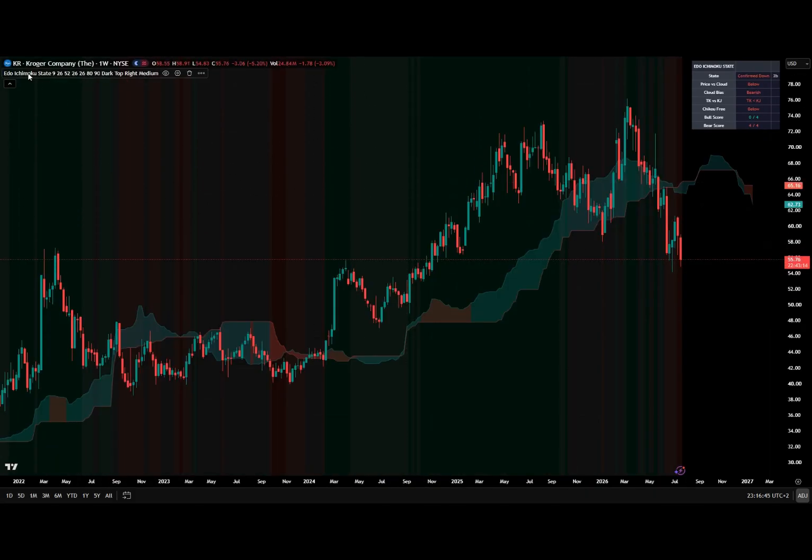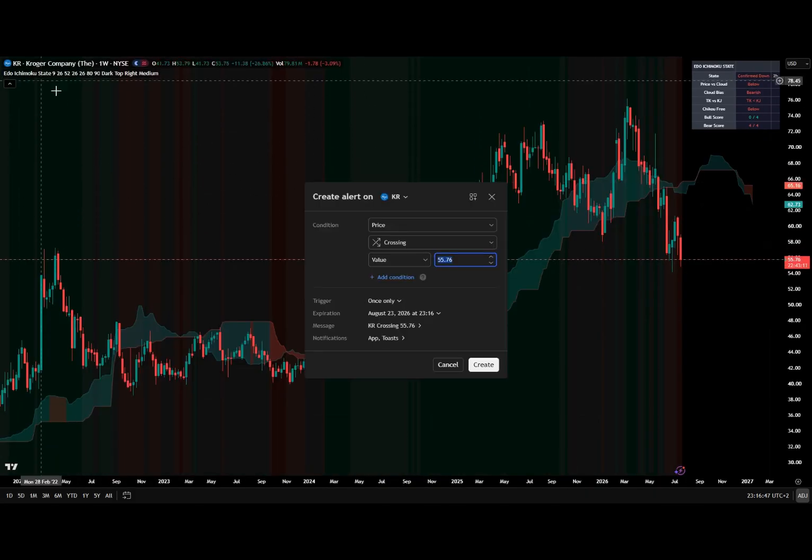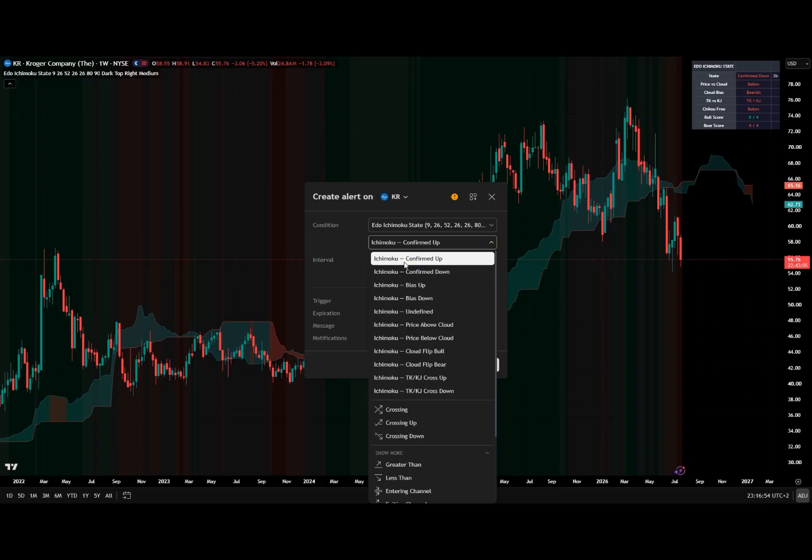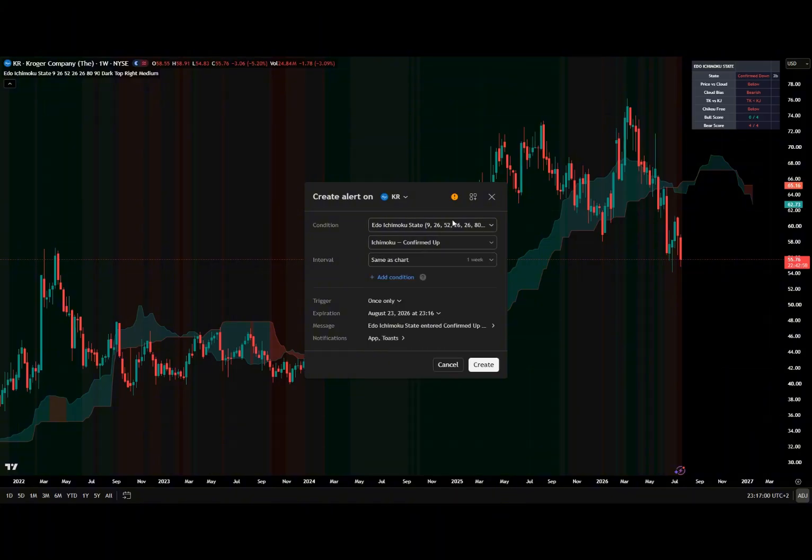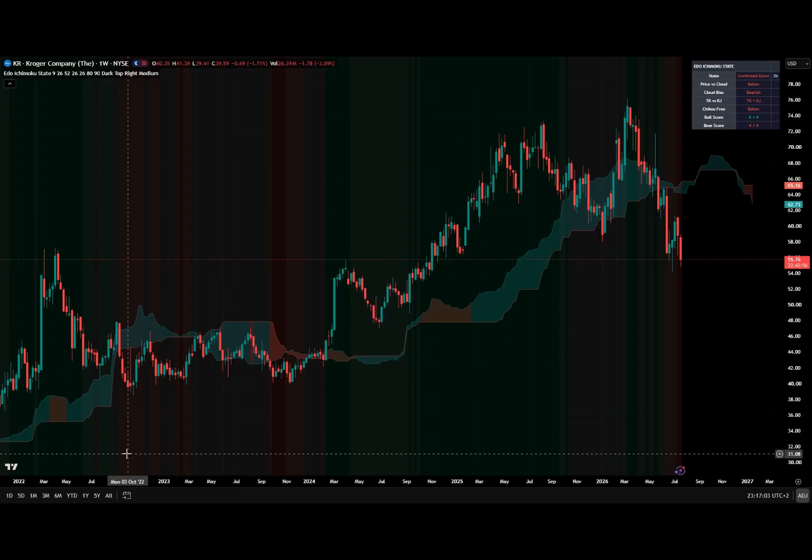The indicator ships with 11 alerts, and you reach them from the Create Alert dialog. They cover every state change, price entering or leaving the cloud, the cloud itself flipping color, and the Tenkan Kijun cross. None of them is a buy or a sell order. They mark that a condition has been met on the closed candle.